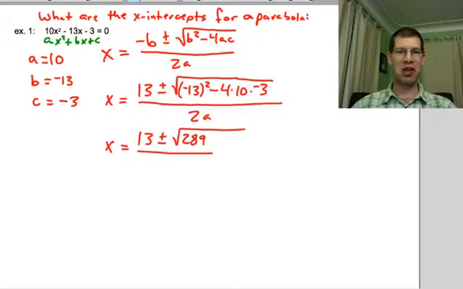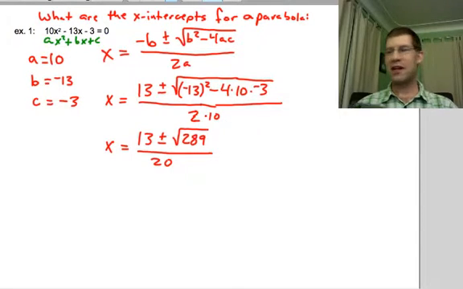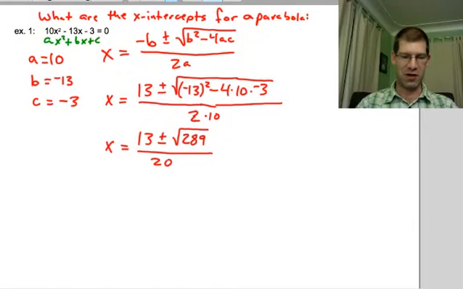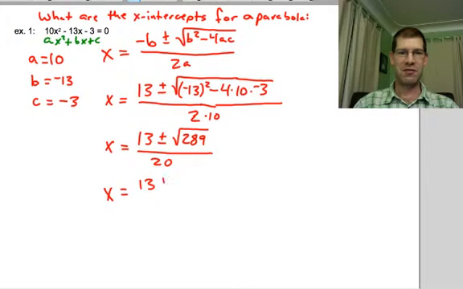So my radical's a little bit long there. Oh, I didn't fill in a. That's embarrassing. Let's see if I can erase that. So a in the denominator, 2 times a is 2 times 10. So I'd have all of that over 20. And 289 should work out nicely, although that one I don't know in my head. So the square root of 289 is 17. So I have here my x values, my x-intercepts, are 13 plus or minus 17 all over 20.